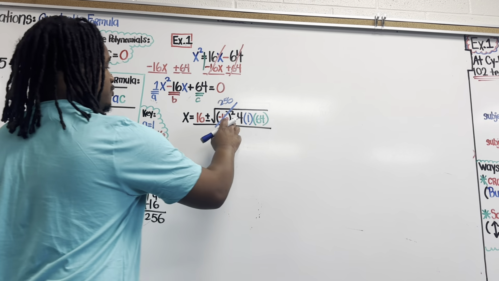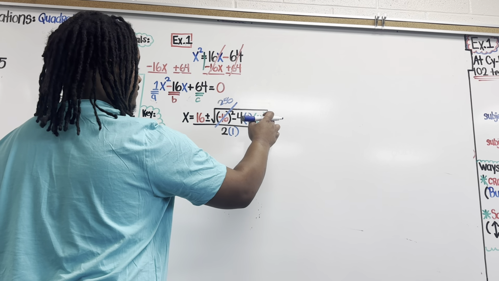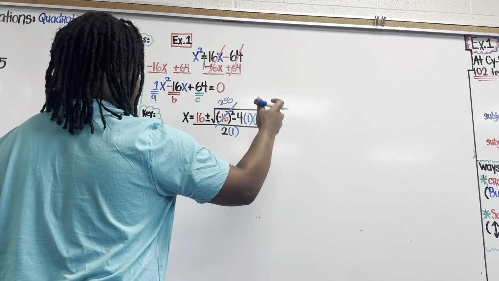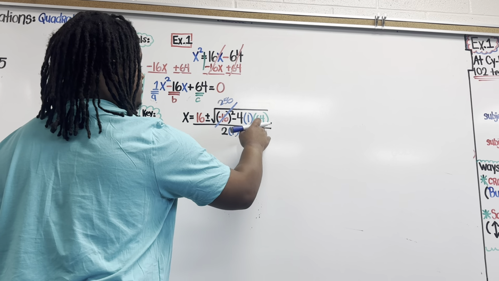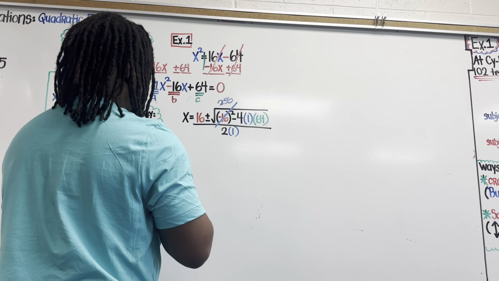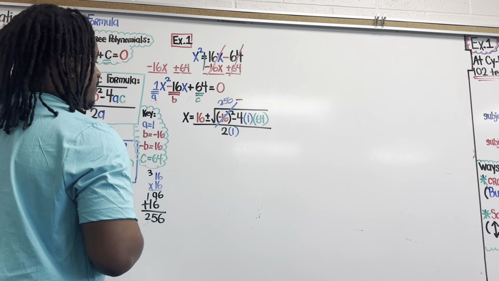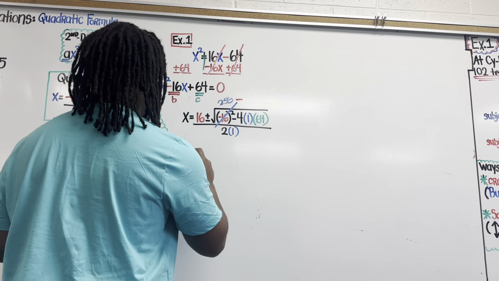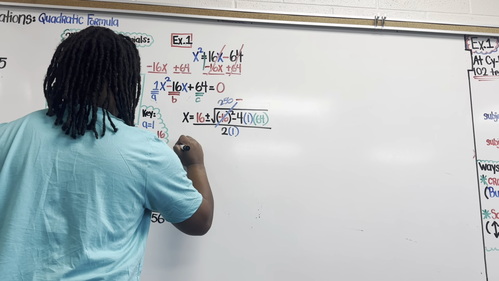Now I have to also do this side, guys. Negative 4 times 1 is negative 4. And then negative 4 times a positive 64 will still be negative. So that's why I have this subtraction sign, or this negative sign, right there. So let's go ahead and do that. Once again, negative 4 times 1 is negative 4, but let's just act like it's just 4.